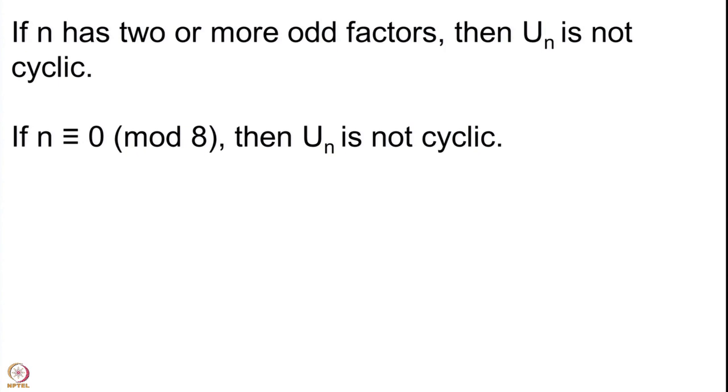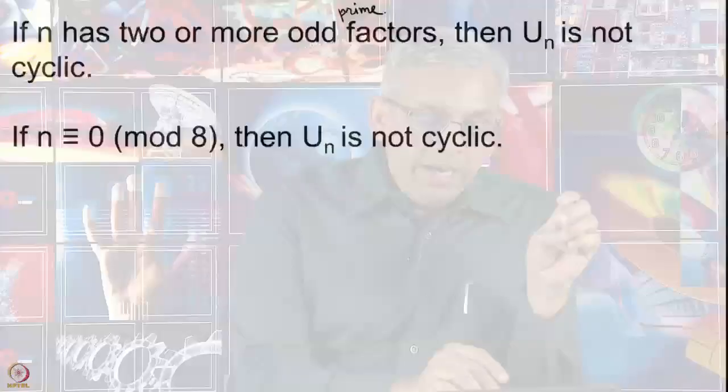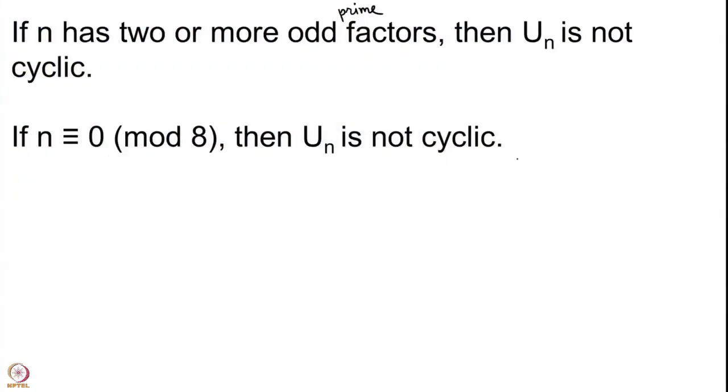So, we next come to 2 dividing the number n and assume that 8 divides. So, we will look at the cases where 2 divides but 4 does not divide, 4 divides but 8 does not divide, and 8 divides. These are the 3 cases. So, whenever you have n congruent to 0 mod 8, then UN is not cyclic. So, here the number of square roots of 1 was 2 power k plus 1, which is always bigger than 2, because you have at least one prime which is 2 dividing it. So, k is bigger than or equal to 1.